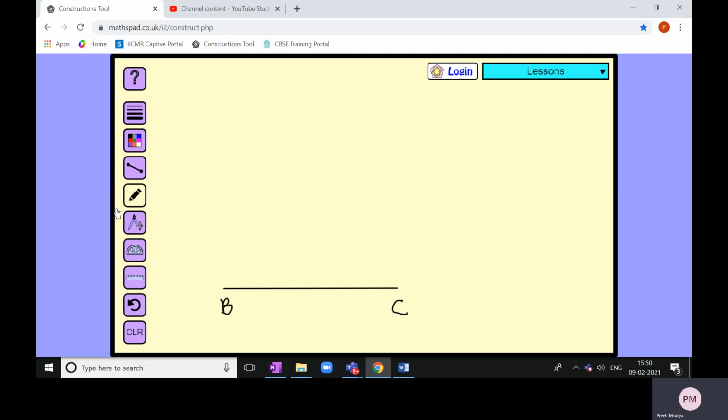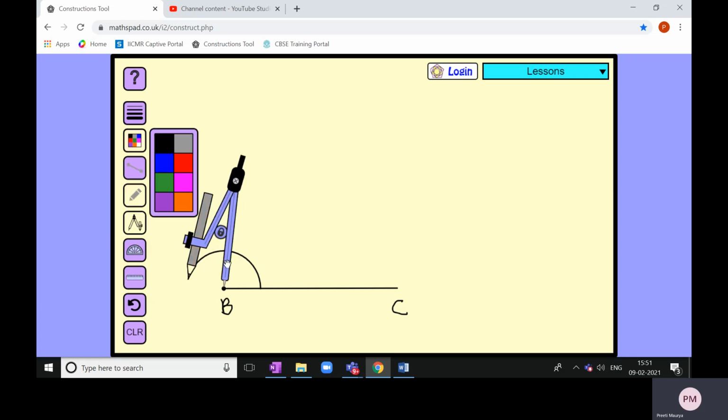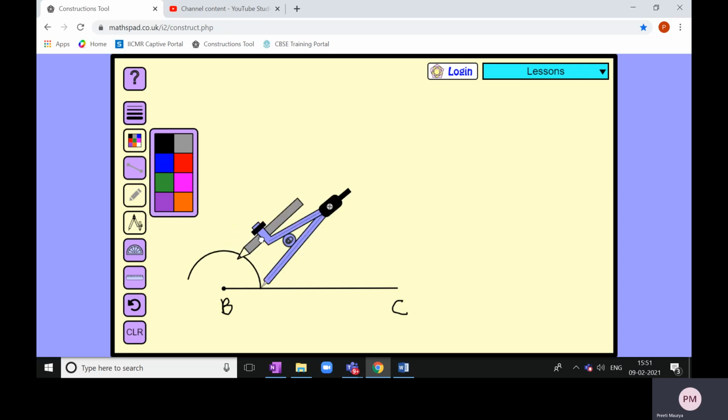Now children, we need to construct angle B which is equal to 45 degrees. For that you can bisect a 90-degree angle to obtain a 45-degree angle. You can use any method. You can either bisect 180 degrees, or you can draw a 60-degree angle and a 120-degree angle, then bisect it to get 90, and then bisect it again to get 45 degrees.